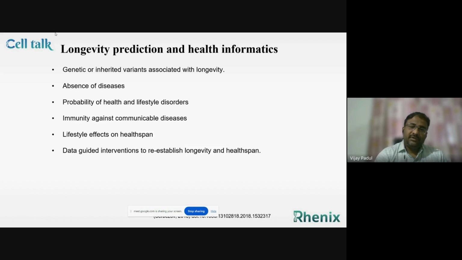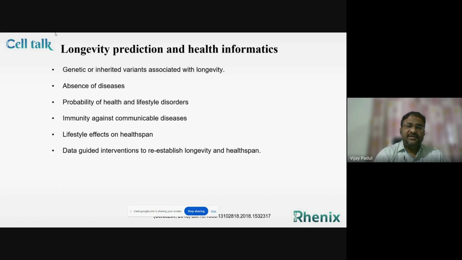and again, history of communicable diseases and survival will also give information on whether the person is immune against certain communicable diseases or not, and whether there will be any major effects on the lifespan of an individual if the individual carries out certain lifestyle habits that are recorded in his medical history.